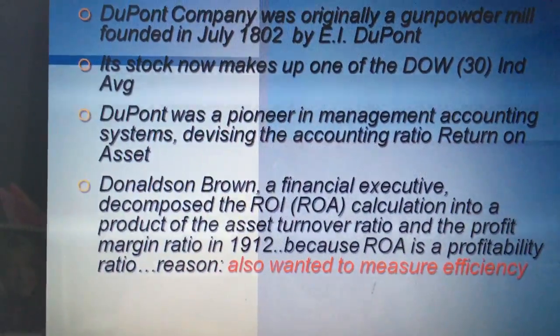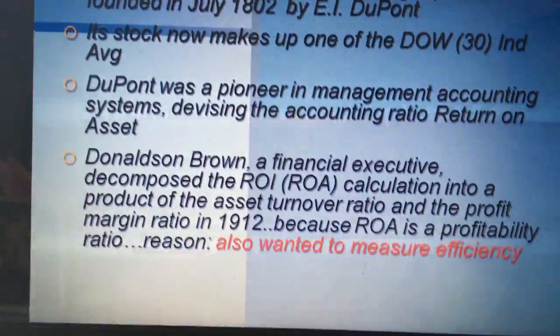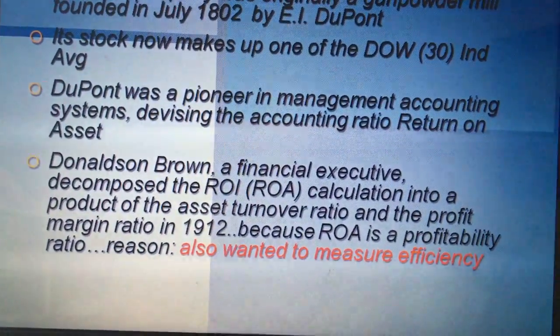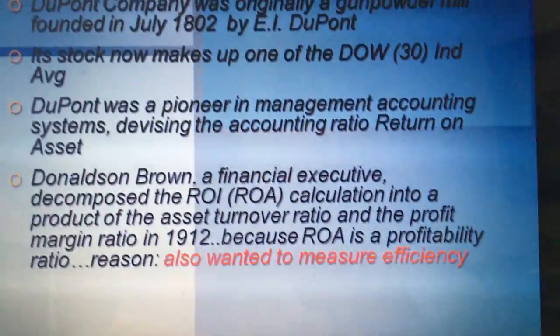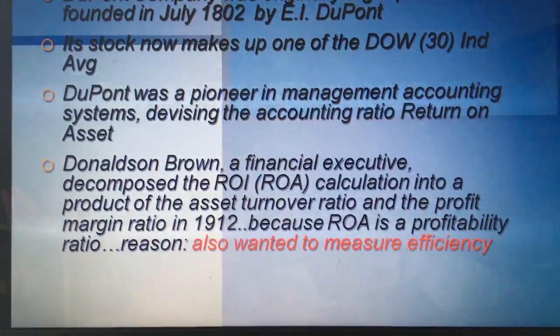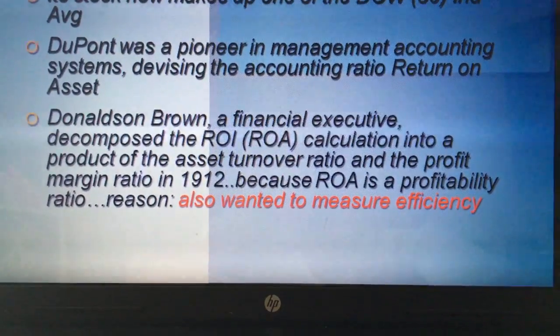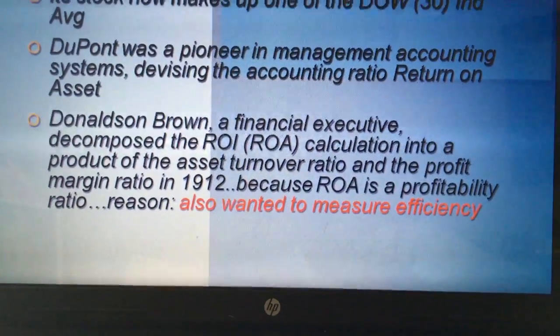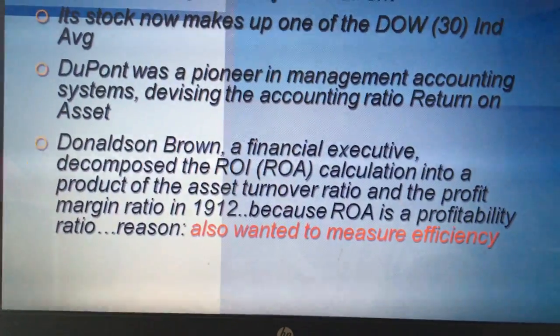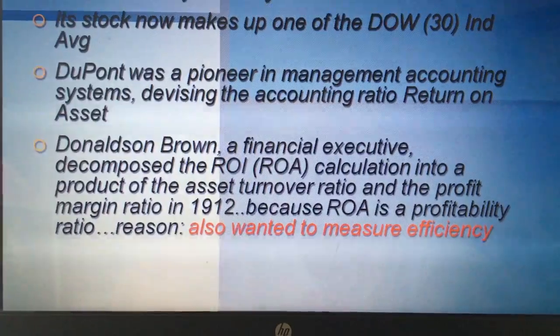So instead of having one calculation, which we normally do, which is your net income divided by your total assets, that's your return on asset measure, he decided to break it down so that you could evaluate these managers based on two measures, which would be your profitability and your asset turnover. So it was because of this gentleman, Donaldson Brown, who was a managerial accountant in the company, that we have this measure.